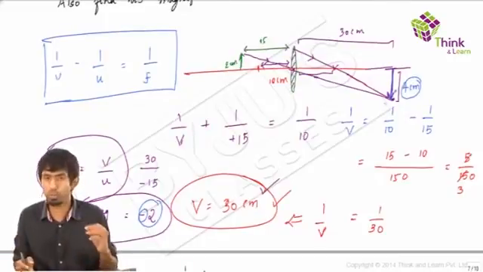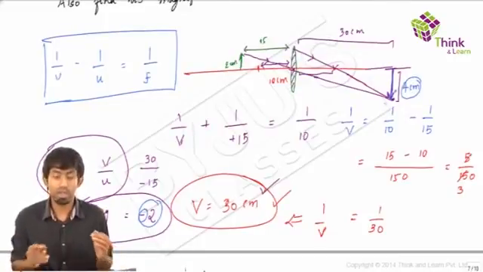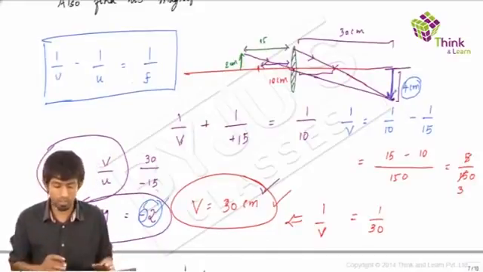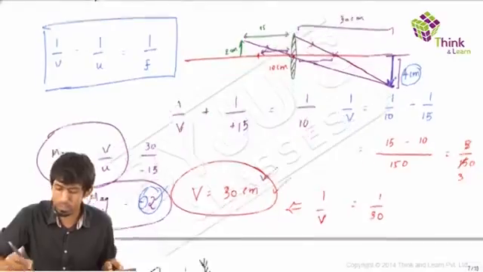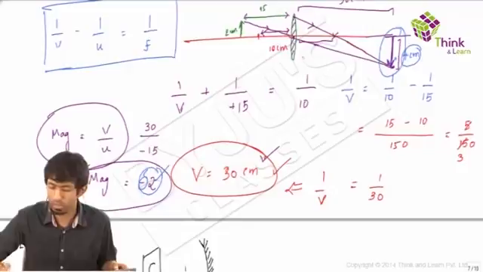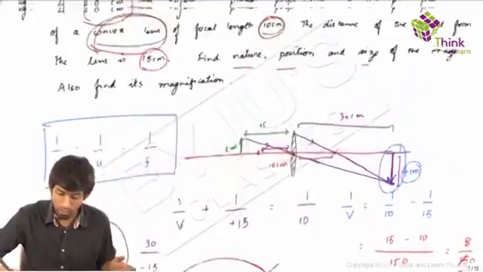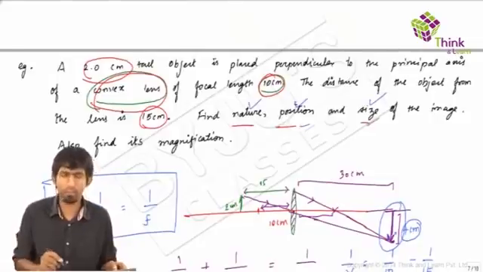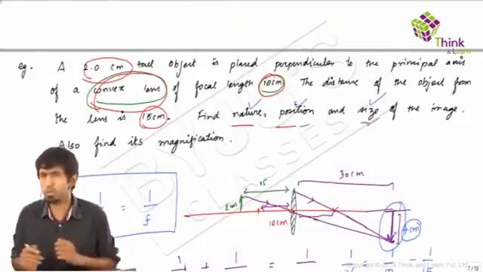The sign convention is so beautiful because it tells you not only the size of the image, but also whether it's inverted or erect. So minus 2 means the size is 4 centimeters, twice the size, but inverted. So nature is done, position is done, and size is done. Okay, position was done, size was done. Nature inverted. Anything more we can say?